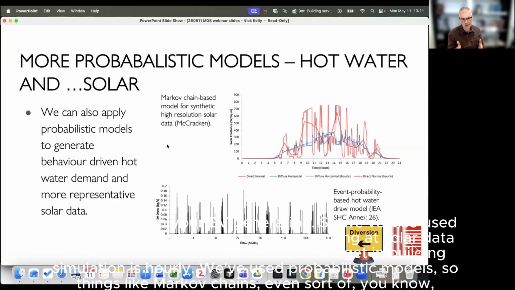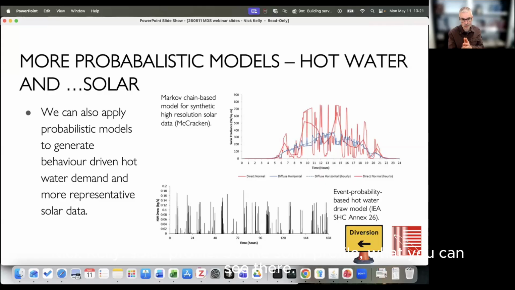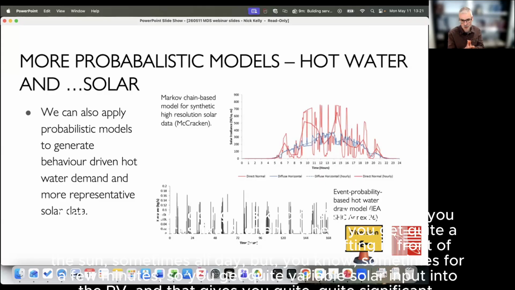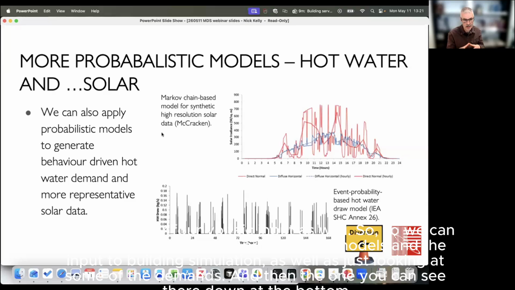We've used probabilistic models, things like Markov chains, even artificial neural networks, to generate realistic solar profiles. The solar profile you can see at the top right is similar to what you would see in places like Scotland, where you get quite a cloudy environment. You get clouds drifting in front of the sun, sometimes all day, but sometimes for a few minutes. So you get quite variable solar input into the PV, and that gives you significant variability in your photovoltaic input as well. So we can apply these probabilistic models to the inputs to building simulation, as well as just looking at some of the demands.